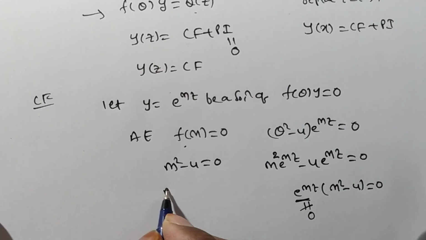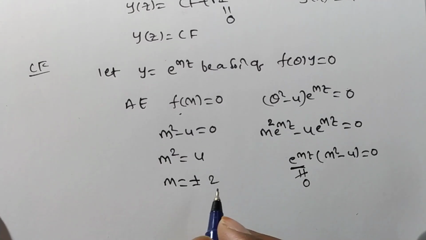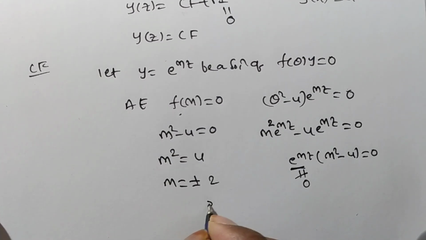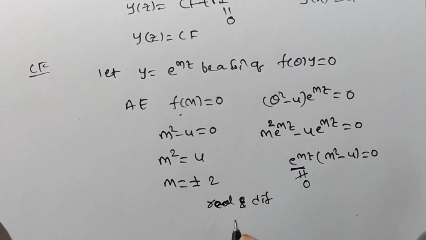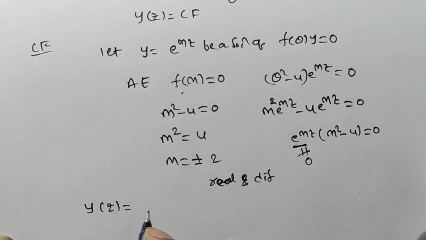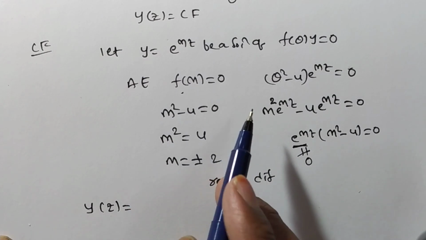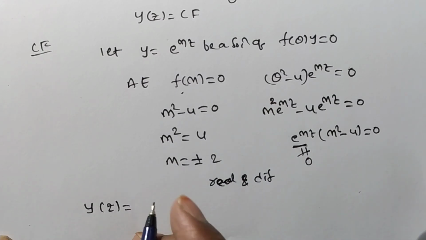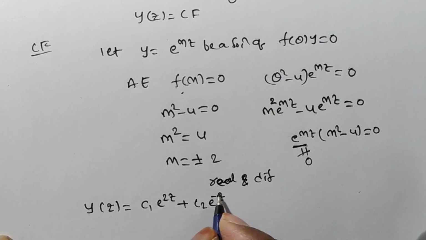Now you solve the roots for f of m is equal to 0, then m square is equal to 4, m is equal to plus or minus 2. Here the roots are real and distinct, or else different. In this case the complementary function we are denoting with y of z, because f of theta into y is equal to q of z form. This theta is nothing but differentiation with respect to z, not x. Now c1 e to the power of 2z plus c2 e to the power of minus 2z.